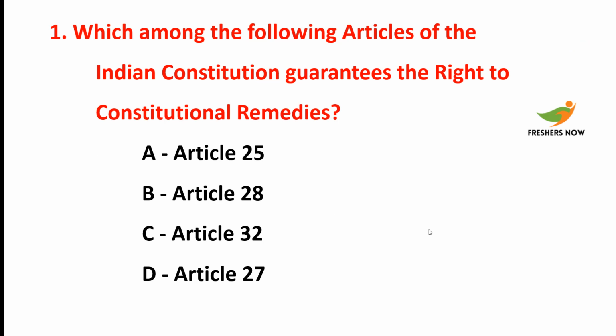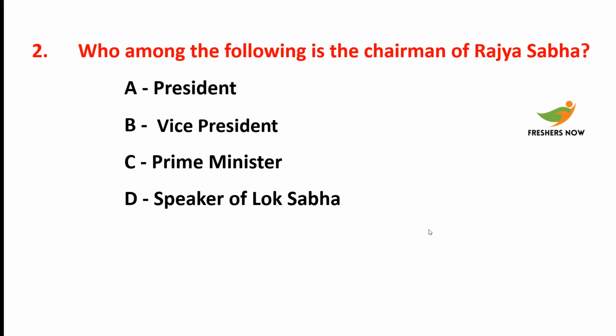The first question, which among the following articles of the Indian Constitution guarantees the right to constitutional remedies? And the answer is C, Article 32. Second question, who among the following is the chairman of Rajya Sabha? And the answer is B, Vice President.